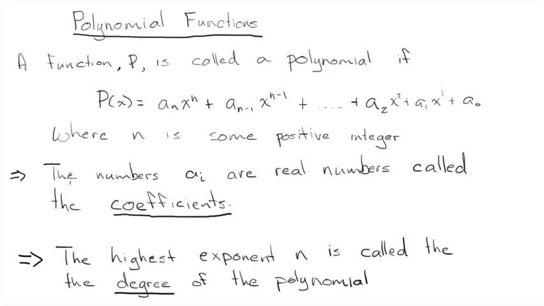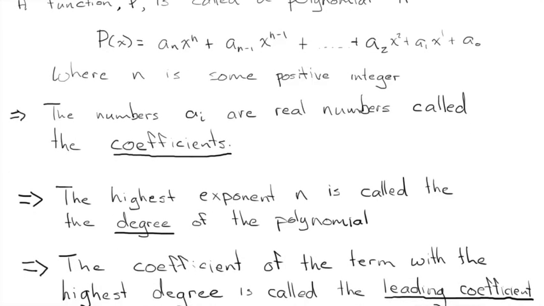Some other things you're going to want to know. These numbers a_i, so this a sub n minus 1, a2, a1, a0, these are just real numbers. So any numbers. A lot of times they're integers, but they don't have to be. They could be any real number. We call these the coefficients. So you should know that term.